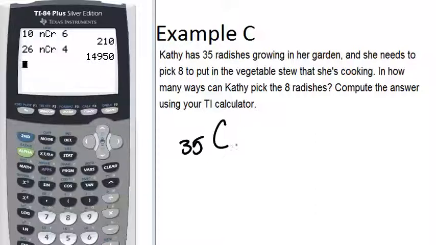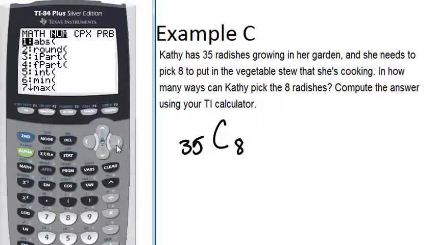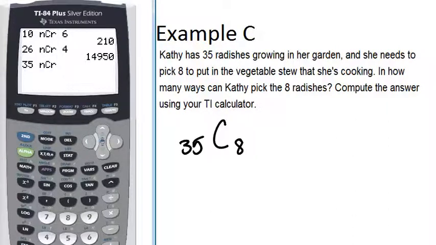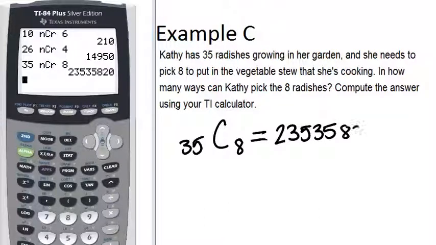So it's 35C8. So using your calculator, you first type in 35, then go into math, over to probability, and down to NCR. Click enter, and then click 8 and enter again. And we get our very large number for our answer. So our answer is 23,535,820 different ways that she could choose the 8 radishes from her 35 radishes.